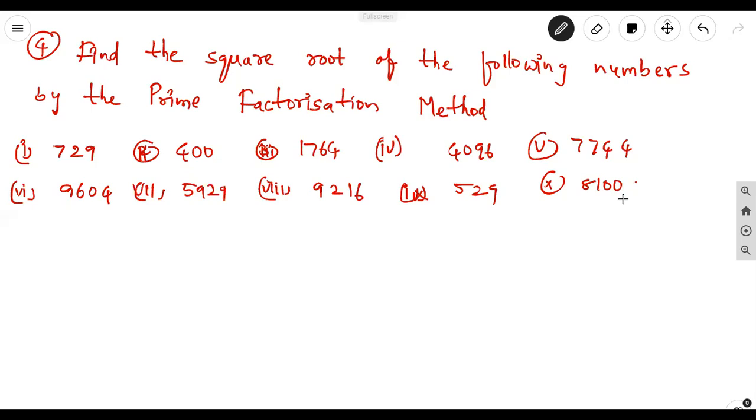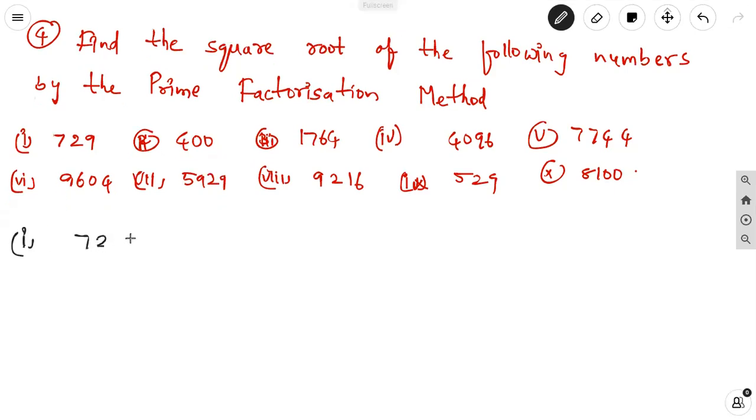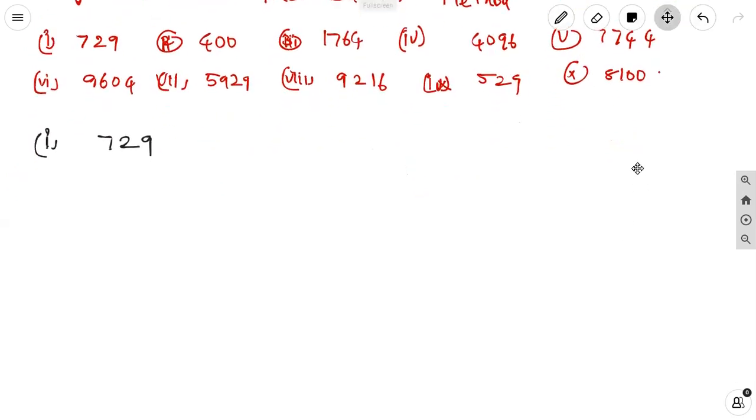Fourth problem. Find the square roots of the following numbers by the prime factorization method. The prime factorization method is very, very important in further education. Okay. Here, first of all, we take the number 729. The first question is 729. In the ones place, 9 is there. 9 means it divides by either 7 or 9. This we can check with 9.